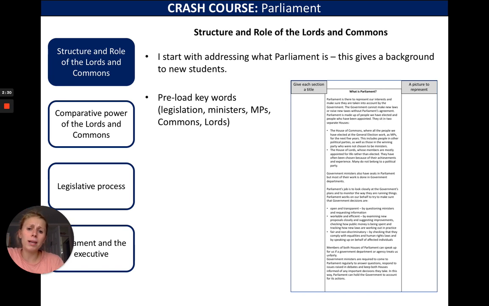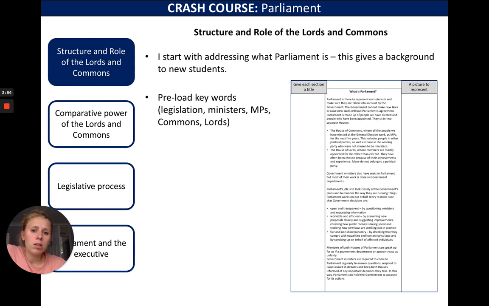So first of all, the spec tells us we must cover the structure and the role of the Lords and the Commons. I start with addressing what Parliament is. You would be surprised how many students don't really understand the concept of Parliament and legislators. They need to know the word legislation because that helps them understand the structure of power in our country. And I really preload a lot of keywords. So I've said it there: legislation, ministers, MPs, Commons, Lords.